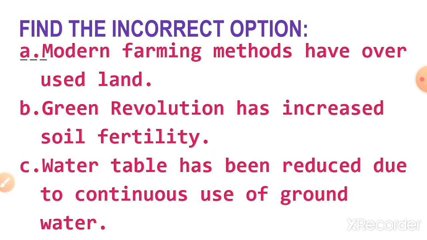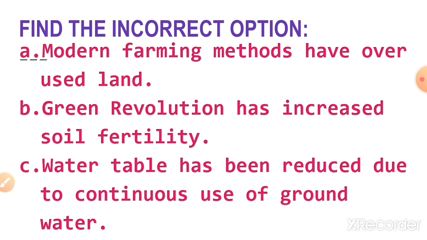Find the incorrect sentence. Yes, this type of question you will be having for your exam. What you're going to do is first read out the sentence. If you don't understand, read it twice, read it thrice. You will be having ample time. Okay, so I'll also read this one. Modern farming methods have overused land. Green revolution has increased soil fertility. Water table has been reduced due to continuous use of groundwater.